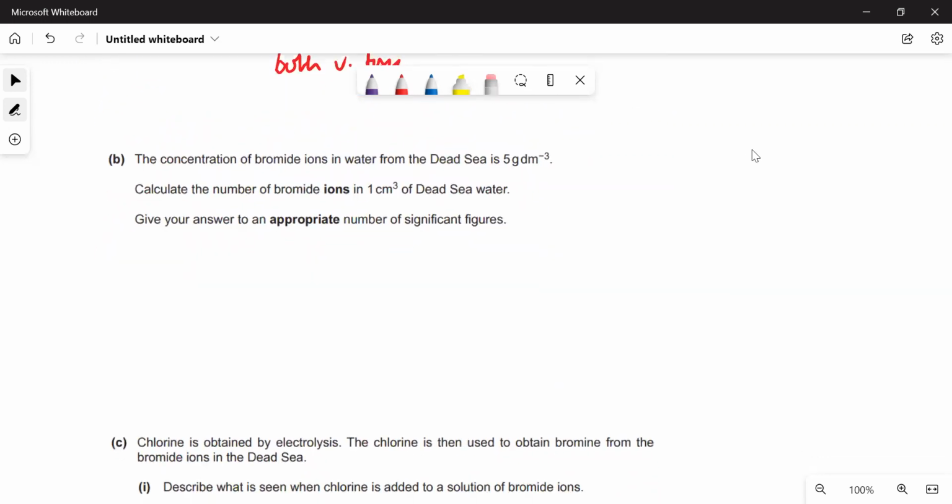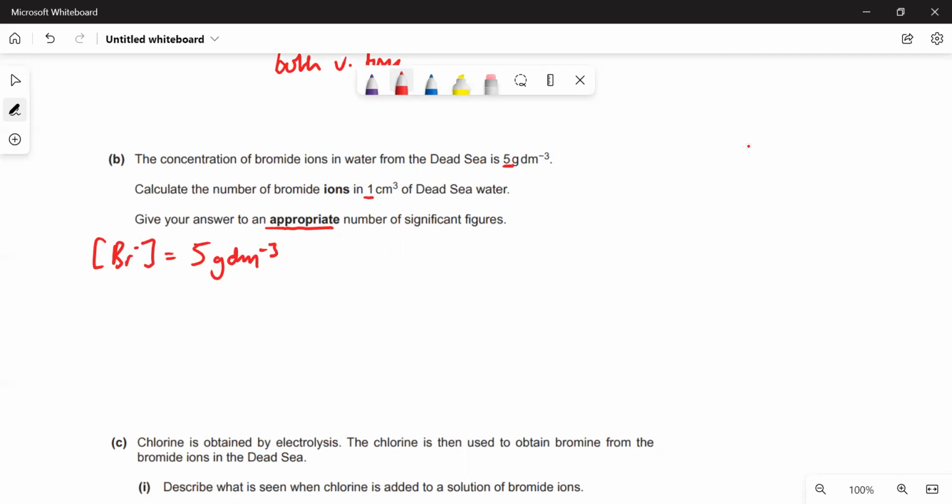The concentration of bromide ions in water from the Dead Sea is 5 grams per decimeter cubed. Calculate the number of bromide ions and give your answer to an appropriate number of significant figures. Well, that's going to be 1 significant figure because they've only given these to 1, so bear that in mind whilst we're doing it. Okay, so we know the concentration of the bromide ion is equal to 5 grams per decimeter cubed.